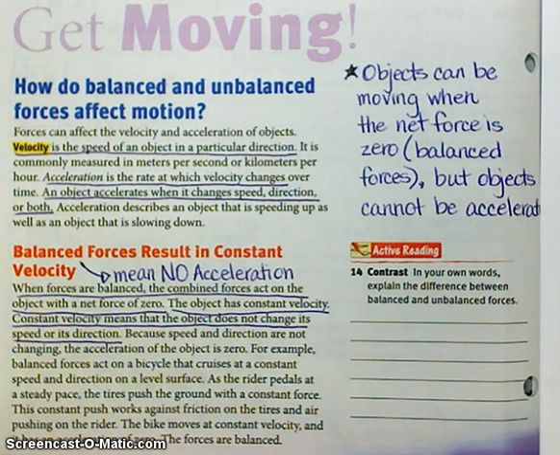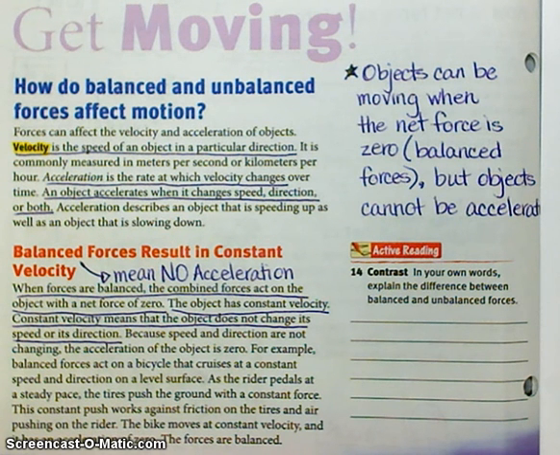All right, balanced forces result in constant velocity. All right, so I'm down at the red heading, meaning that there's no acceleration. So when forces are balanced, the combined forces acting on the object will produce a net force of 0. The object has constant velocity. Constant velocity means that the object does not change its speed or direction.